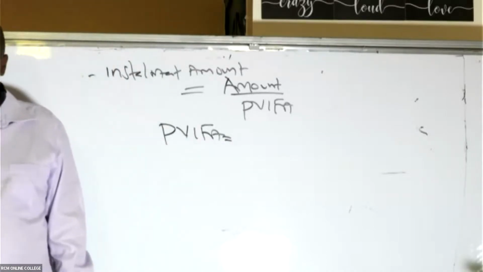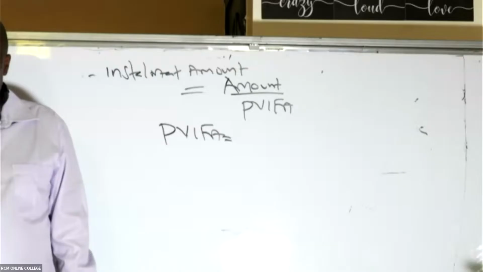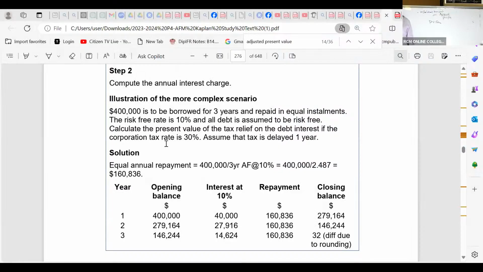Let me return the question back. Remember, they have given us the risk-free interest rate here is 10%, and all debt is assumed to be risk-free. Calculate. Ladies and gentlemen, remember it is a 3-year loan, and the rate of interest here is 10%.